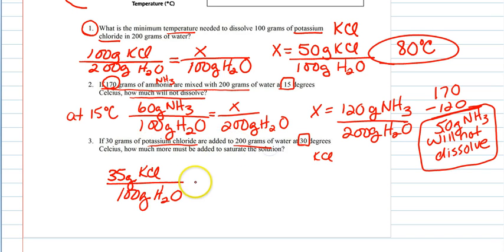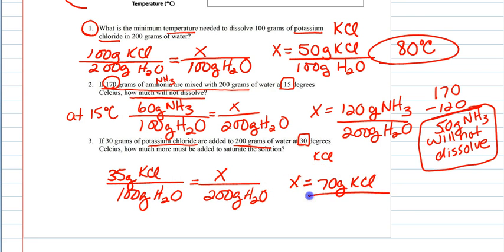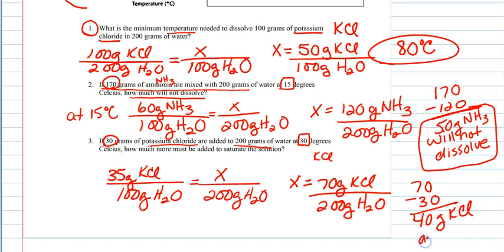But we have 200 grams here. So how much would be in 200 then? Cross multiply, 35 times 200 divided by 100. So that would be 70 grams of potassium chloride would be saturated in 200 grams of water. But we only have 30, so how much more must be added? You would have to take 70 minus 30, so 40 grams of potassium chloride need to be added.